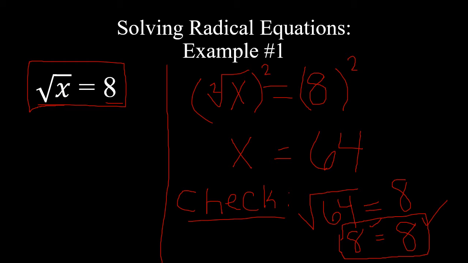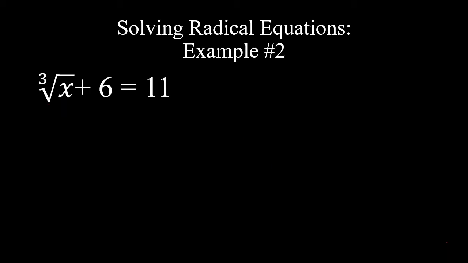Let's look at another example. Here's our second example: the cube root of x plus 6 equals 11. We want to solve for x. Remember that means we want the radical on one side, everything else on the other.